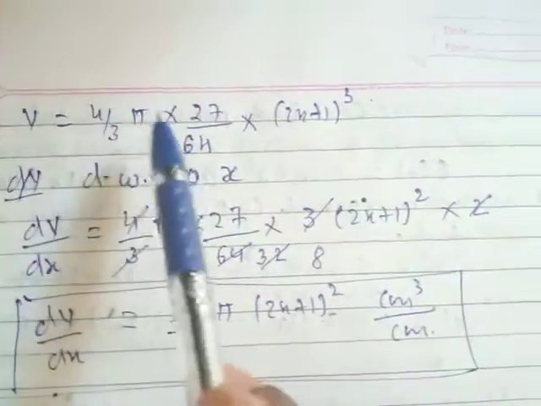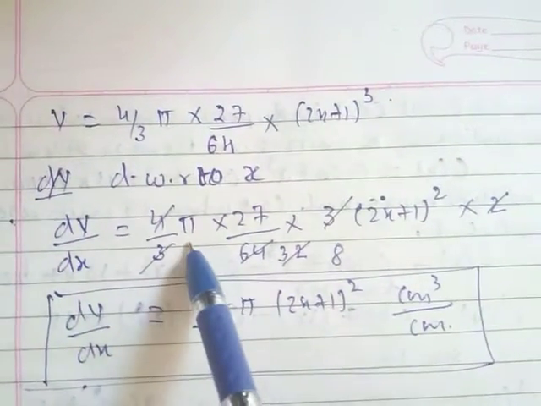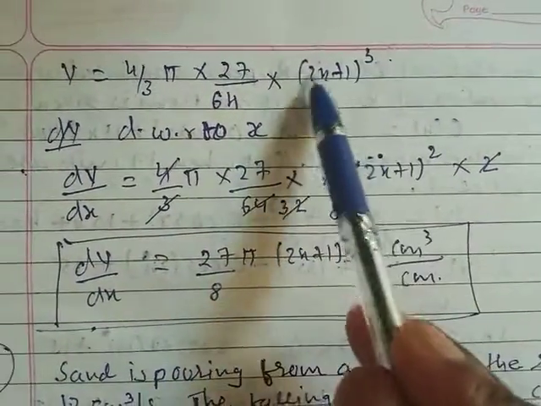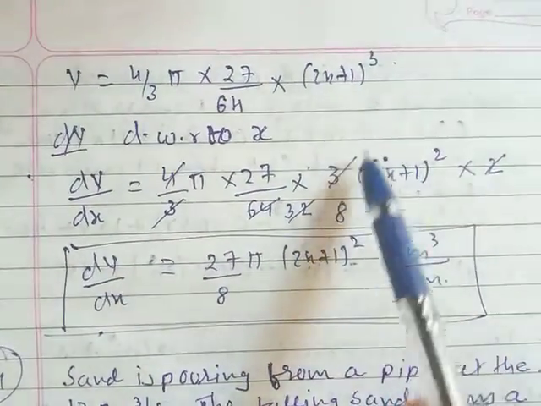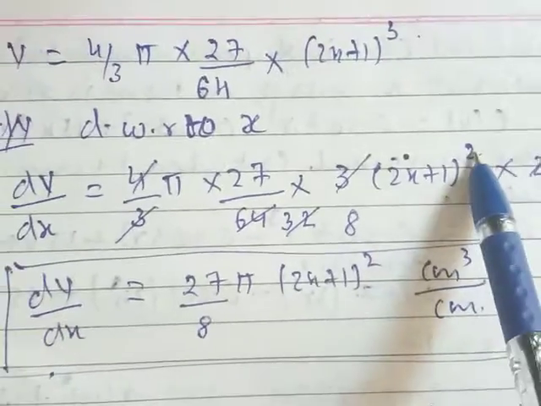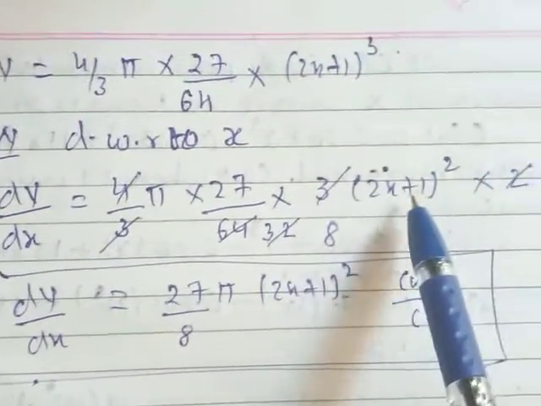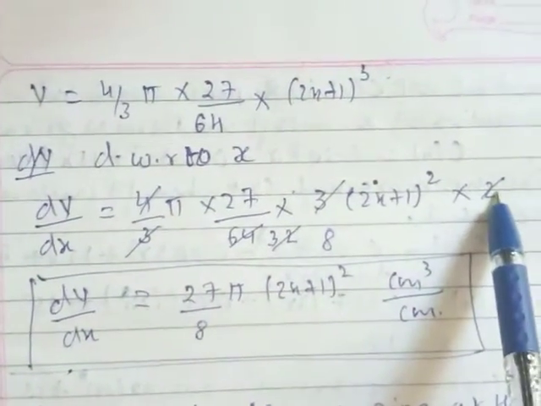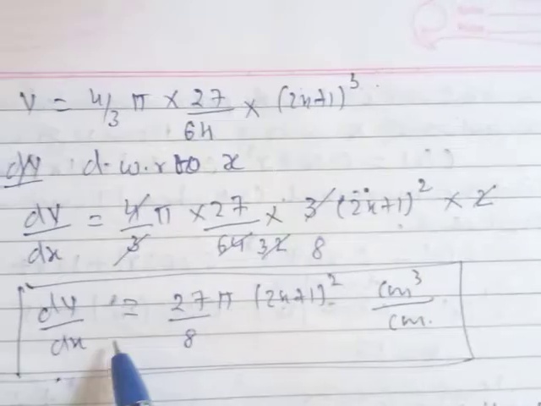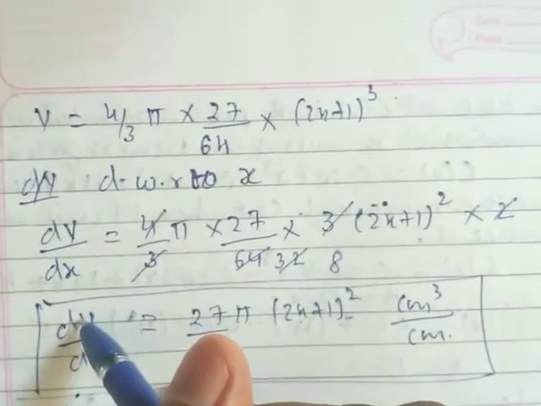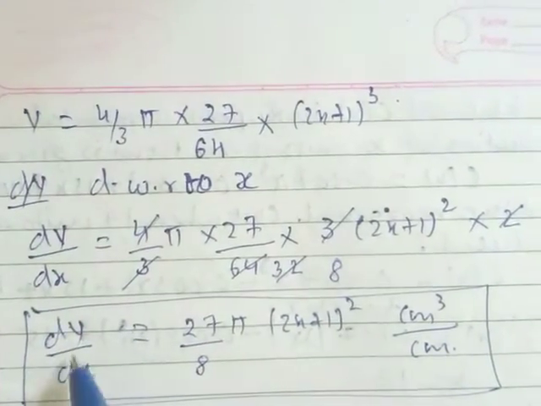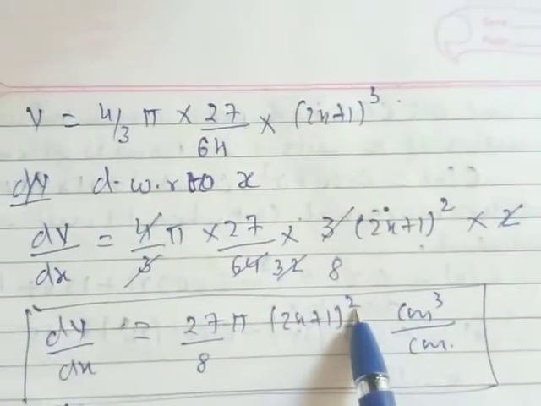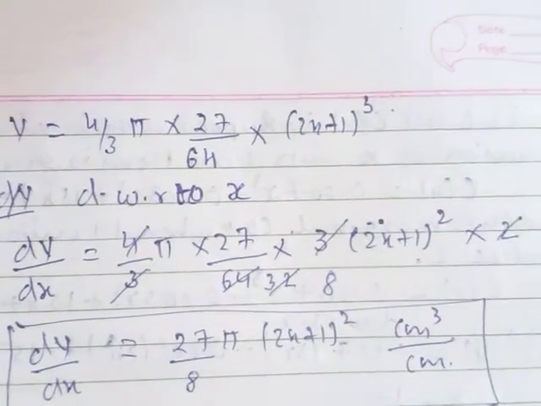dv by dx is equal to 4 by 3 as it is, pi is a constant, then 27 by 64 also, then we take the 3 from the power first, 3 (2x plus 1) squared, then inside the bracket, 1 is 0, the derivative of 2x is 2, so here will be 2. If you simplify this, you will get dv by dx, V, not y, it is V, dv by dx is 27 upon 8 pi (2x plus 1) raised to square.